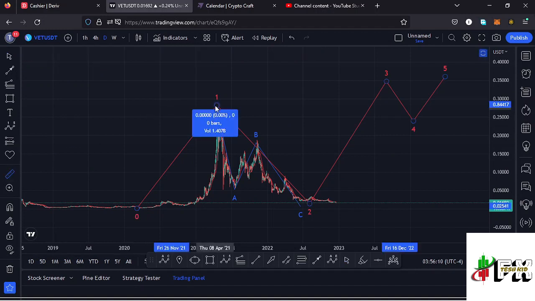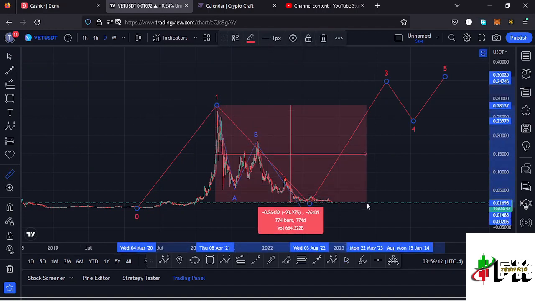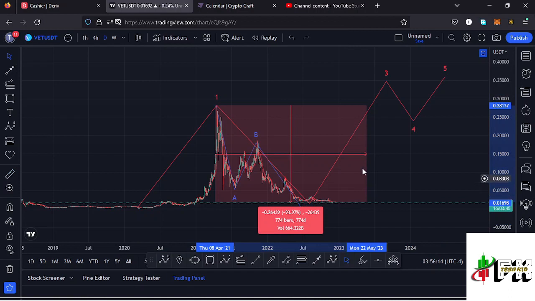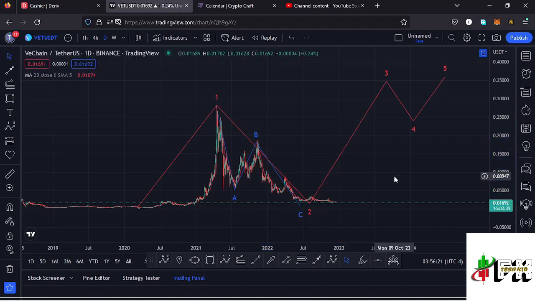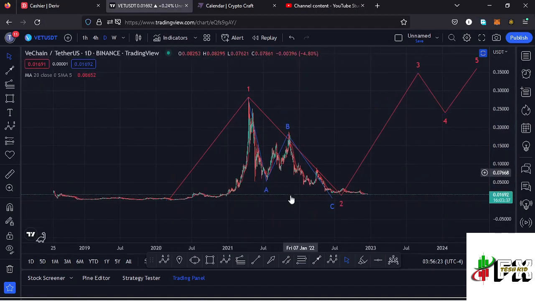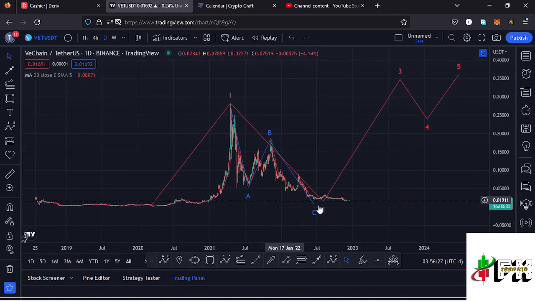From the all-time high, you can see that Vechain is down more than 93%, meaning there are chances that we might have seen the low for that higher Elliott wave count 2, but that doesn't mean that there is no room for us to make new lows here on the Vechain chart.